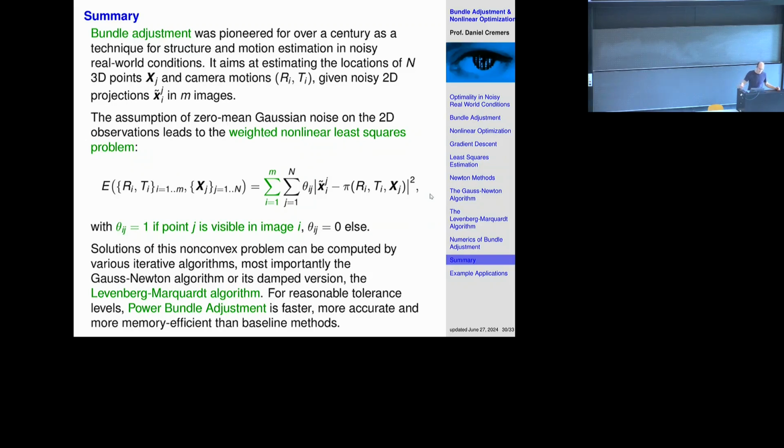And then we talked about different algorithms to solve these problems. We talked about the Gauss-Newton algorithm, damped versions like the Levenberg-Marquardt algorithm, and lastly we talked about power series approaches like the power bundle adjustment that give you a much faster, more accurate and more memory efficient solution.